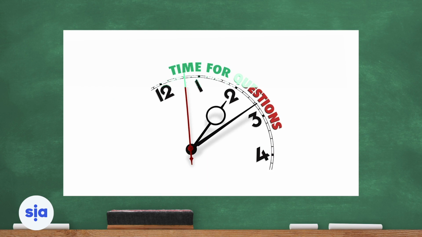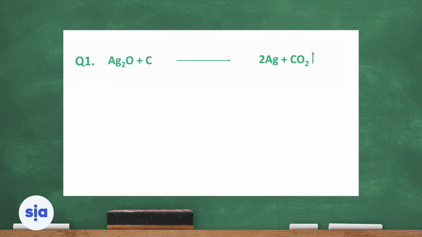Well, time for questions. Question number 1. This is an equation. Of course, it's a balanced equation. And the question is, which part is oxidized? Yes, the carbon. The carbon element is oxidized because it gains oxygen. Which is reduced? Yes, the silver oxide. The silver oxide is reduced because it loses oxygen.